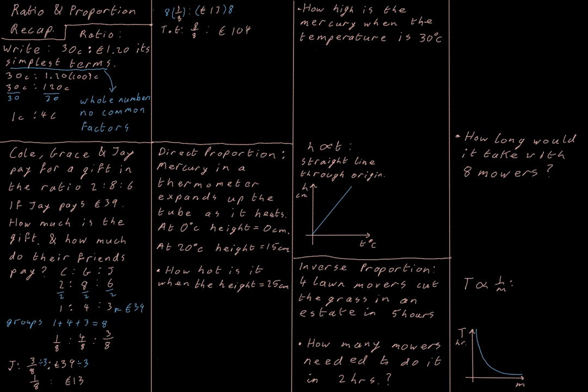That's the total cost of the gift. Now Cole, I wanted to know what Jay's friends paid as well. So Cole just pays 1/8, which I already worked out was €13. And Grace pays 4/8. So I go to the relationship that I know, just like I did for getting the total. 1/8 is €13. And I multiply both sides by 4 to get up to Grace's fraction, Grace's proportion of the total, which is going to be 4/8, which is going to be €52.